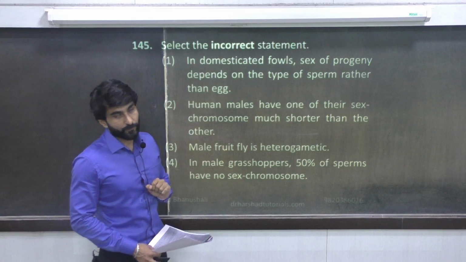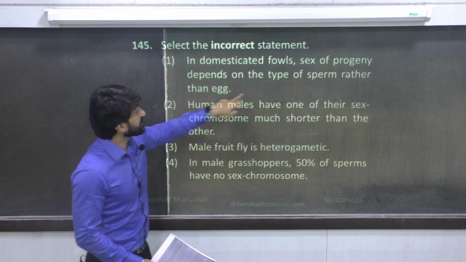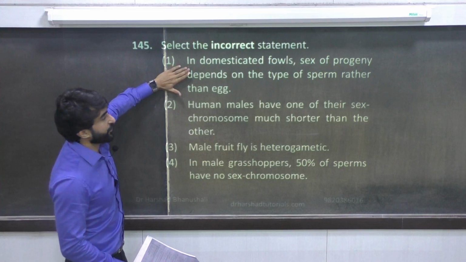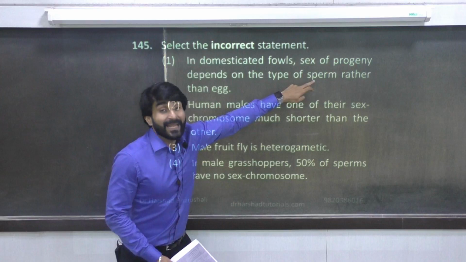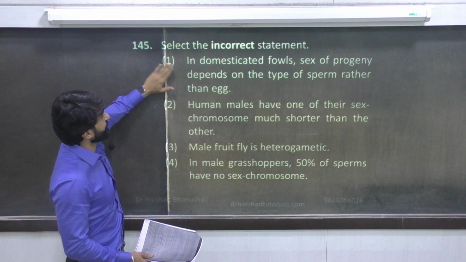Whereas the first option says that in domestic fowls, that is birds, the sex of the progeny depends on the type of sperm rather than the egg. You were asked to find the incorrect statement, and this is the incorrect one, because in fowls the egg decides the sex of the progeny, since in birds the female is the heterogametic partner. So question 145 is a straightforward question.